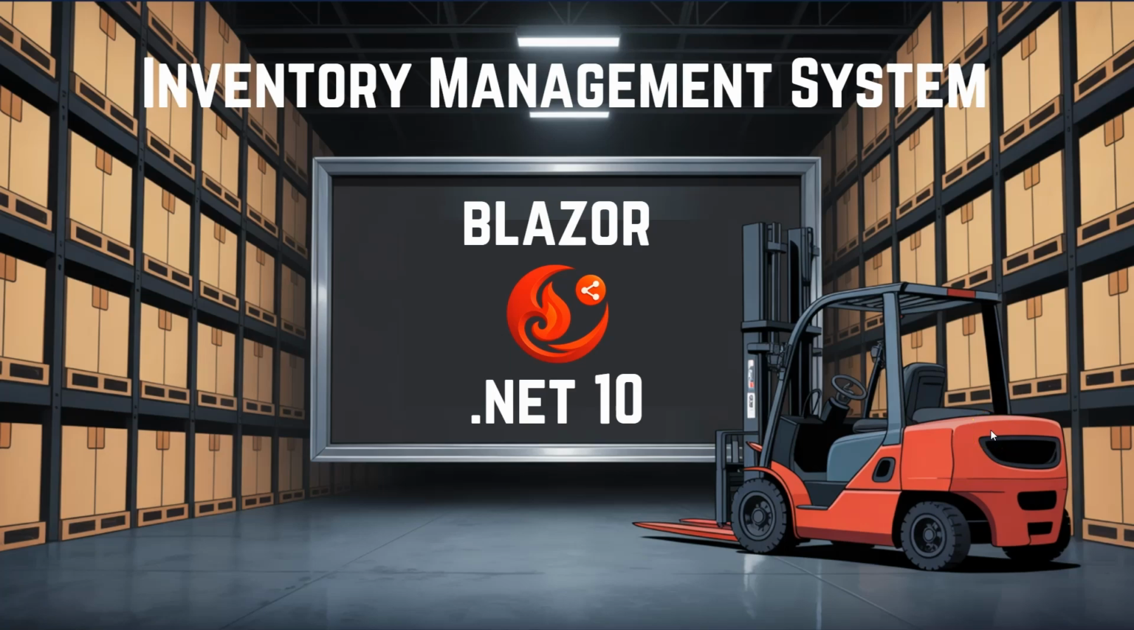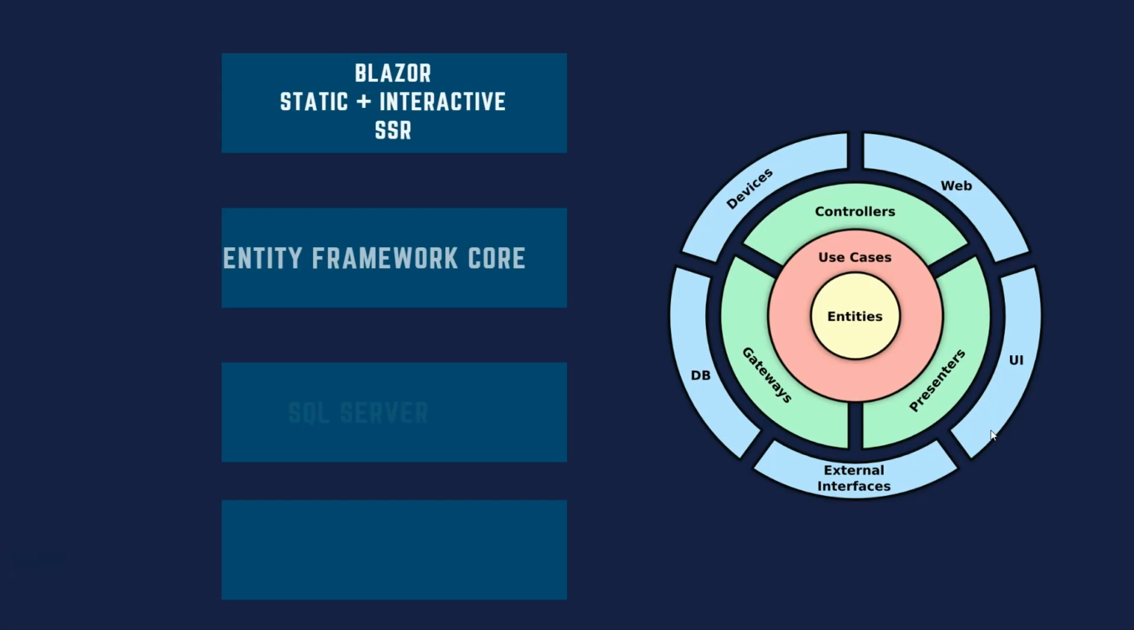In this course, we are going to create an inventory management system with .NET 10. The technologies that we're going to use to create the application are Blazor with static server-side rendering and Blazor with interactive server-side rendering. Also, we're going to use Entity Framework Core, SQL Server, and ASP.NET Core Identity to secure the application. The architecture that we're going to use is the Clean architecture, also called the Onion architecture.